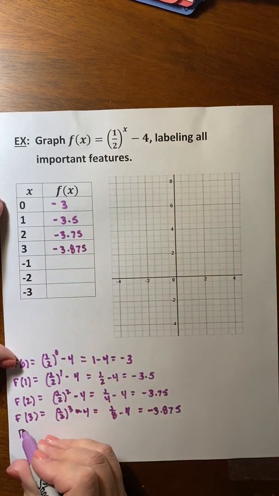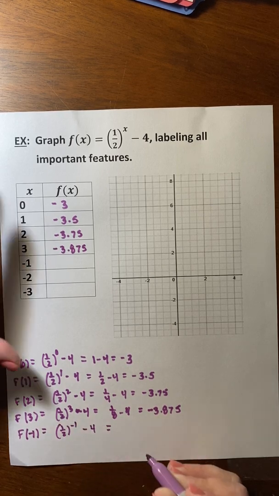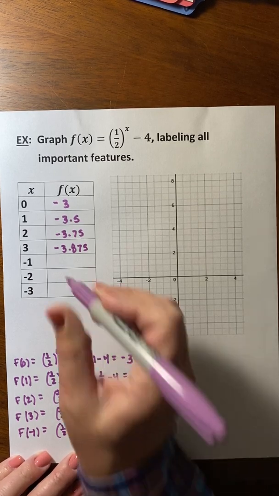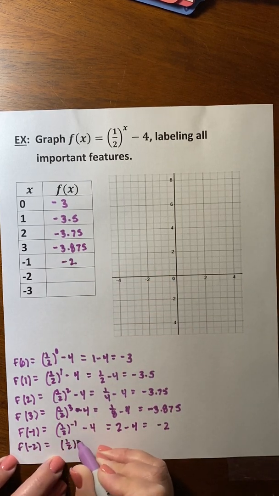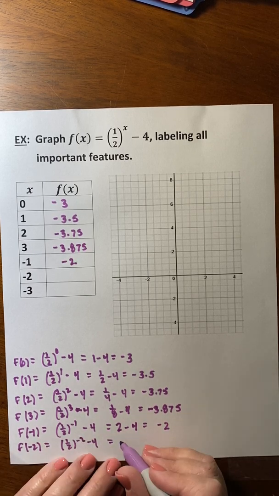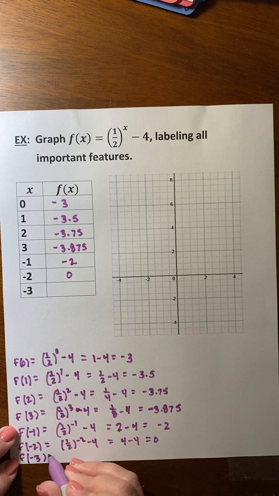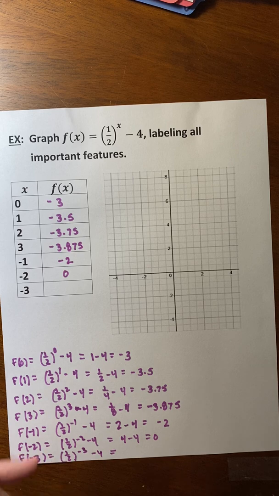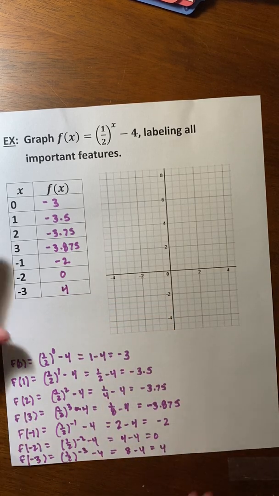All right, now be careful with our negatives. F of -1 is 1/2 to the -1 minus 4. But remember, 1/2 to the -1 is just 2 because we flip it and change the power. 2 minus 4, which is -2. I'm running out of room. Can I fit them in? F of -2, 1/2 to the -2 minus 4. Well, 1/2 to the -2 is 2 over 1 squared, which is 4 minus 4, which is 0. And then we'll squeeze this guy in, f of -3, 1/2 to the -3 minus 4. Well, 1/2 to the -3, we flip the fraction, so that's 2 cubed, which is 8 minus 4, which is 4. All right, let's plot these guys.